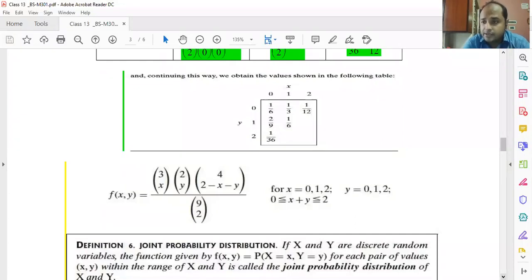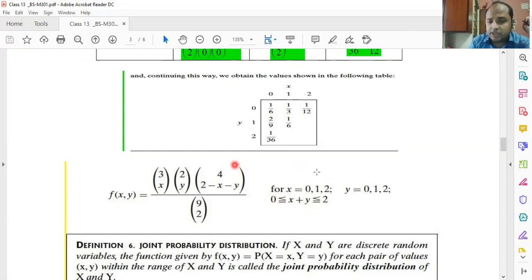Since all the probabilities have been calculated, a little thought will yield the following formula for the above problem. So f(x,y) can be written in general as 3Cx times 2Cy times 4C(2 minus x minus y) divided by 9C2. You put all the possible values for x and y in this formula, and you will get all the probabilities. Even if you are unable to find the formula, you don't have to worry about it. If you can show the chart, that will be all right. Our ultimate job is to calculate the probabilities. In any way you can do it, if it is correct, then there is no problem.